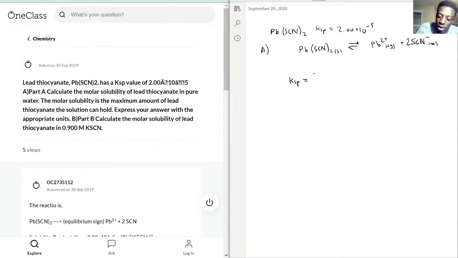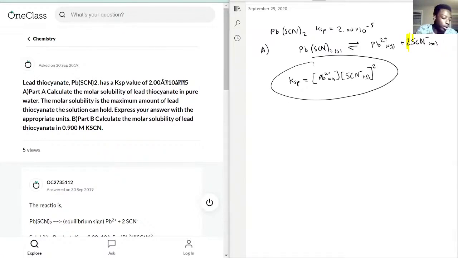So in a sense, what we really have here is Pb2+ and SCN minus. Now you're probably wondering right away, how do we reflect the 2? When it comes to the K value, when you want to reflect that 2 in front of it, you square it. So this is going to be our Ksp formula that we're going to be using. And here we also need an ice table. So initial, change, and equilibrium.